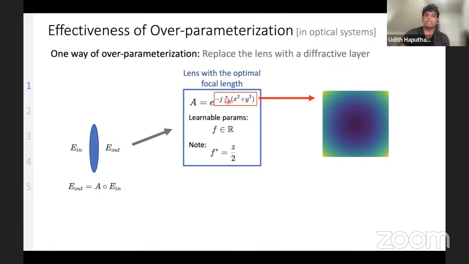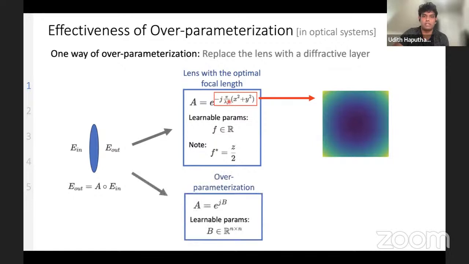So how do we do the over-parameterization? We can replace this entire thing with capital B, which is basically a phase mask. You can see here the focal length is just a one-dimensional variable, and this one is an n by n dimensional variable.